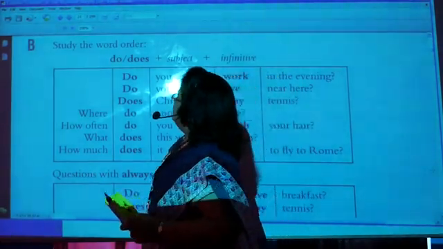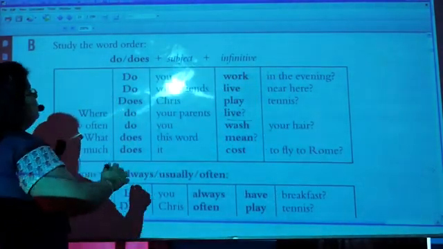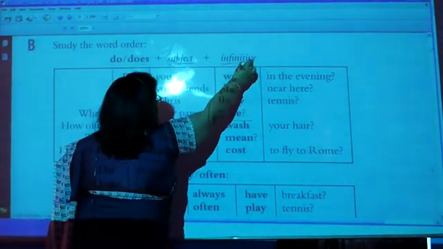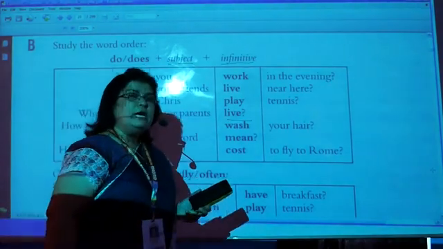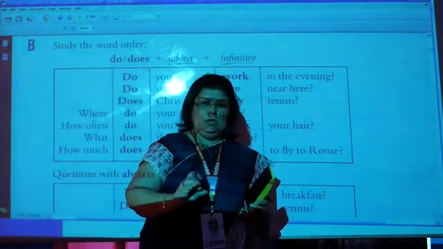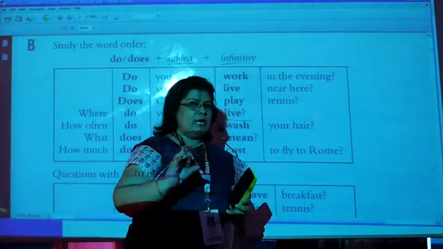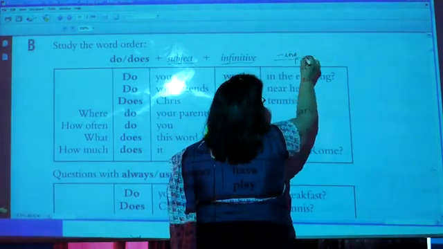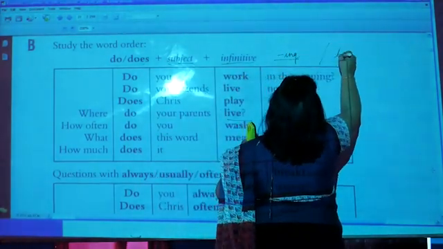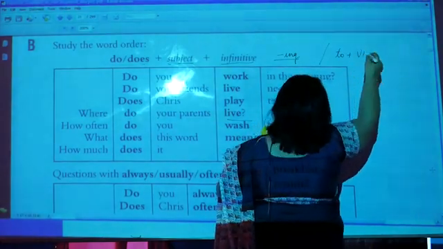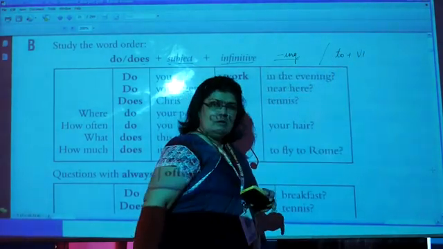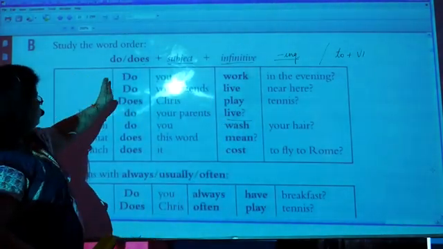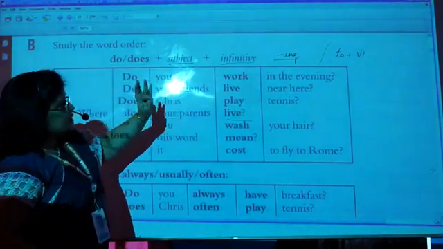Now just look at this word order. Do, does, plus subject, and plus infinitives. Now what are infinitives? Infinitives are the verbs which are not bound with the time. Okay, and in this we have the categories of ing, the continuous form, and we have to plus v1 form. Right now we are talking only about these, though there are some more categories. So do plus subject plus infinitive.